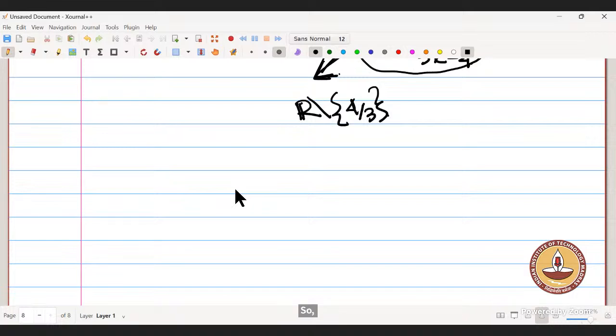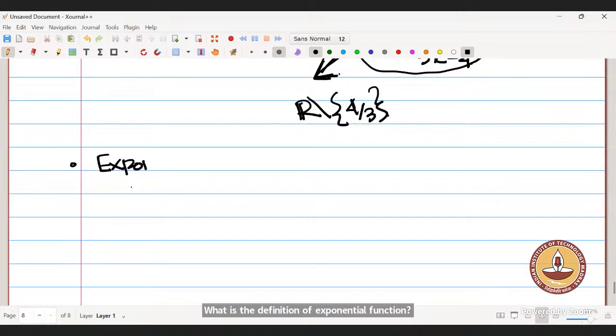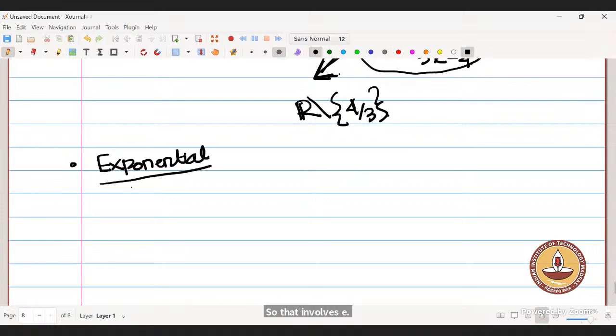What is the logarithm function? Sorry, what is the exponential function? Anyone? What is the definition of an exponential function? So that involves e. That involves something raised to a power.